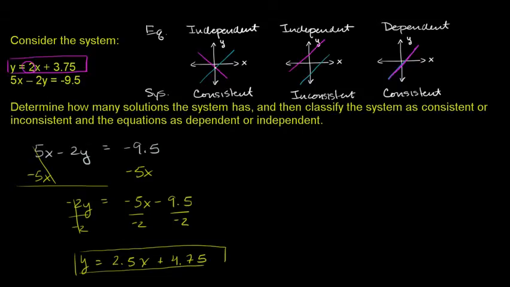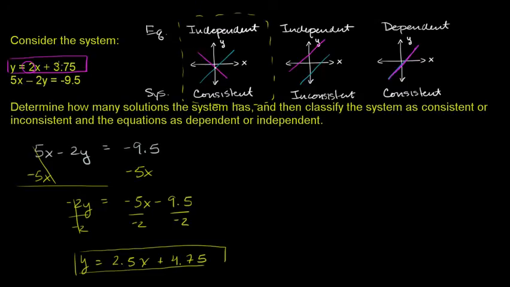Its slope is different than the first equation. The first equation has a slope of 2, this one has 2.5, and the y-intercepts are different. But the slopes being different by itself is enough to know that these are two separate lines that are not parallel. If the slopes were the same, then we would be dealing with either parallel lines or the same line. But since the slopes are different, we know we're dealing with two different lines that are not parallel. So we're definitely dealing with this scenario right over here.